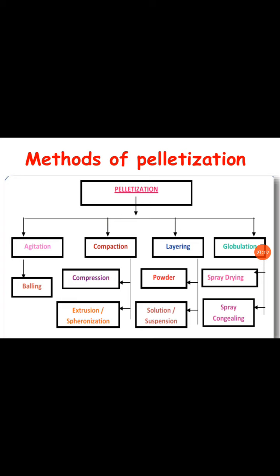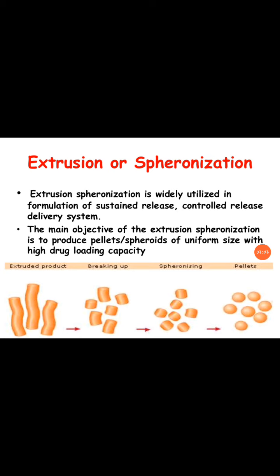Some common methods employed for pelletization include compression and compaction, just like tablet manufacturing. Then it involves extrusion and spheronization, which is the most commonly employed method. And you have spray drying, spray congealing, globulation, layering, agitation, etc. So the most common method is the extrusion and spheronization method. The objective of this method is to get spheroids of uniform size with high drug loading capacity.